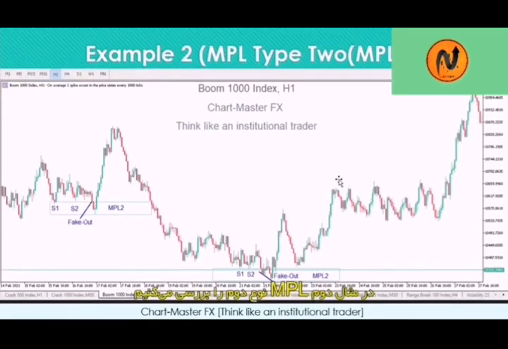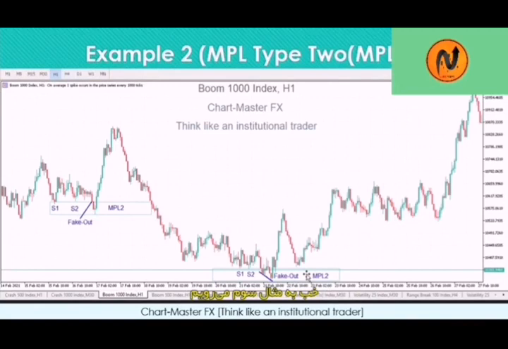Now we go to example 2, MPL type 2. As you can see, guys, here we are on Boom 1000 Index H1. To my left, there is a support of 2 touches and there is a fake out. Then we can draw our MPL zone. To my right, you can see we have a support of 2 touches and a fake out. Then we can draw our MPL zone. So simply, that's how you can identify these things on the live market.